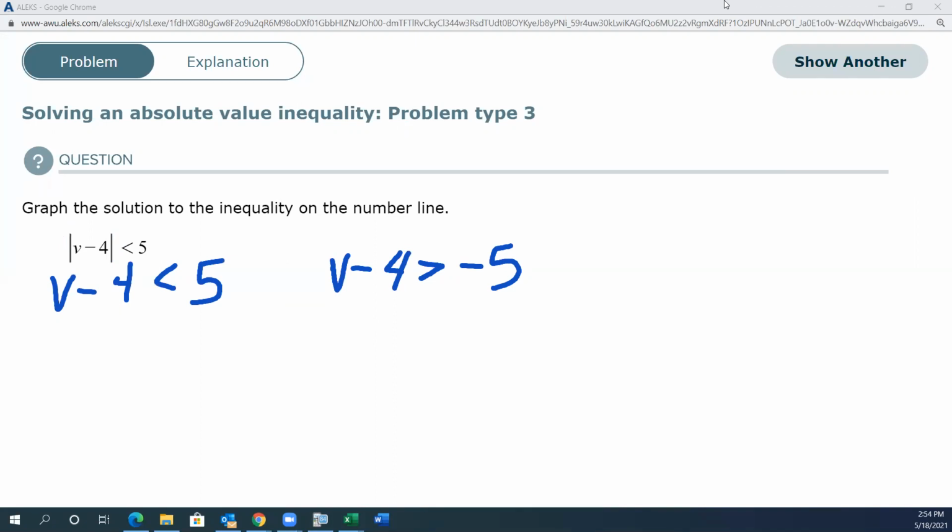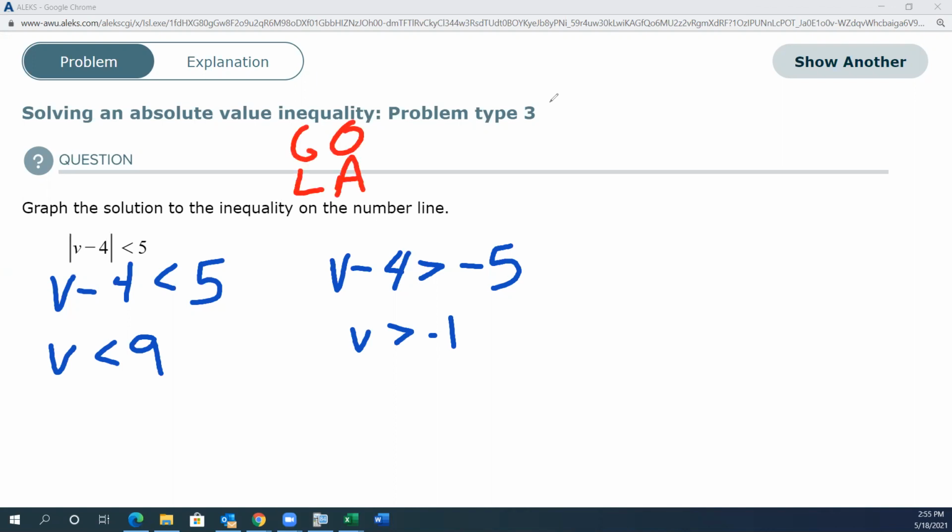And so we add 4, and we add 4. Whoops, that's not an equal sign. It's a greater than. Okay, now what is connecting them? Is it and or or?